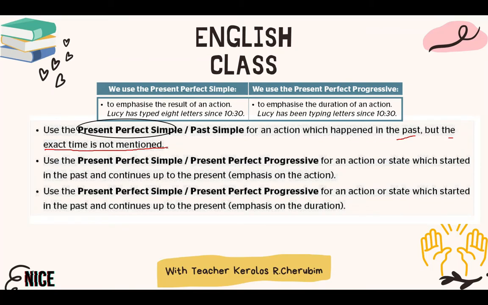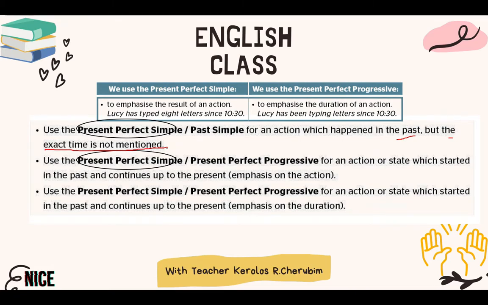We use the present perfect simple or the present perfect progressive for an action or state which started in the past and continues up to the present. The emphasis is on the action. I'm not putting any emphasis on the duration. I'm only holding my magnifier glass on the action, on the result of the action. So, the answer is, excellent, the present perfect simple. Wow, that's amazing. Let's go to the third point.